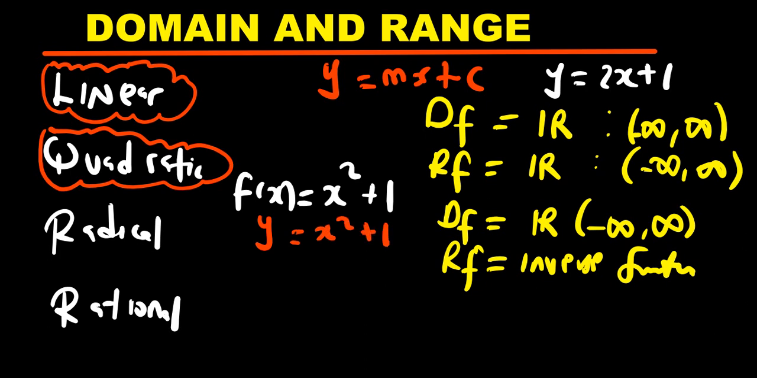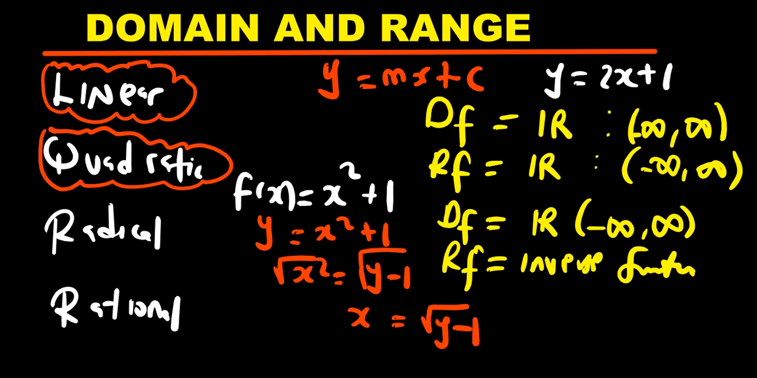Then you make x the subject of the formula. So in this case, x squared will be equal to y minus 1. For it to remain with x, you're going to take the square root on both sides. So what are you going to have? You have x is equal to the square root of y minus 1.